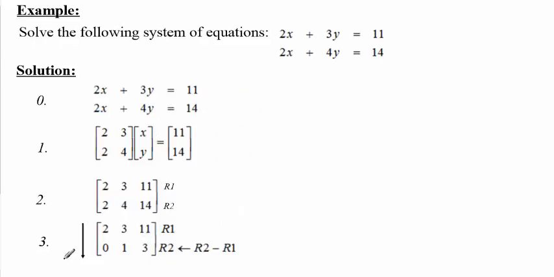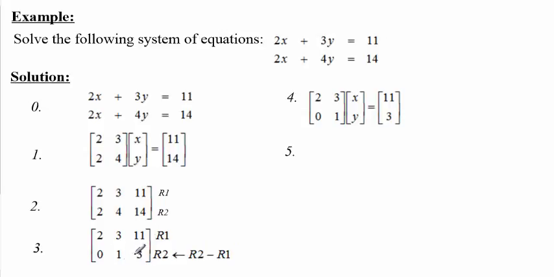Then this is what we do in the next step. At this point, like we saw before, we aim to have a 0 there, which you can get by simply subtracting row 1 from row 2. Row 2 minus row 1 will give us 0, and then 4 minus 3 will give us 1, and 14 minus 11 will give us 3. And then moving forward, from this step we can go back to this kind of equation by writing it this way.